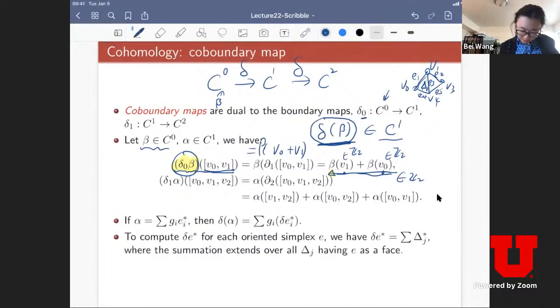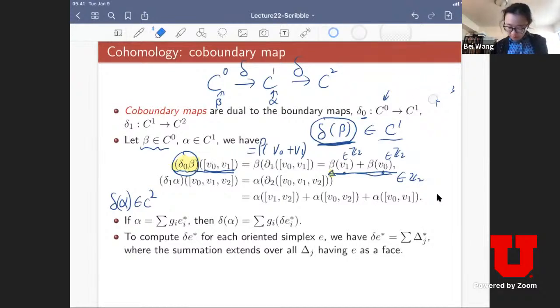If I have an element alpha that is part of a one-dimensional cochain, and I take the boundary of alpha, it is going to be an element in C2, right? It goes to the next level. That means it has to be a function that operates on linear combinations of triangles. So let's just do one triangle here. The triangle is V0, V1, V2.